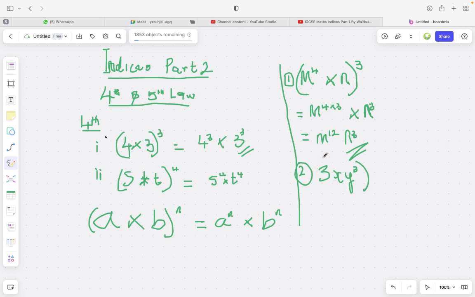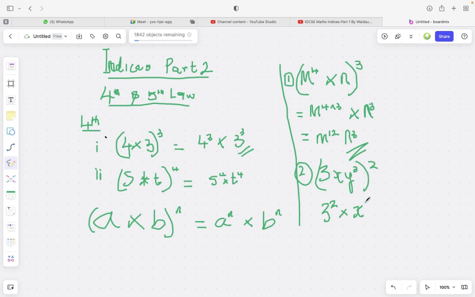Close everything in a bracket, everything to the power of 2. So the power of 2 here is talking to every number and every alphabet inside this bracket. To evaluate, this 3 will be raised to power 2, which means 3 times 3, which is 9. And then you multiply by x. This x will be raised to power 2 because that power 2 is addressing everything inside the bracket.